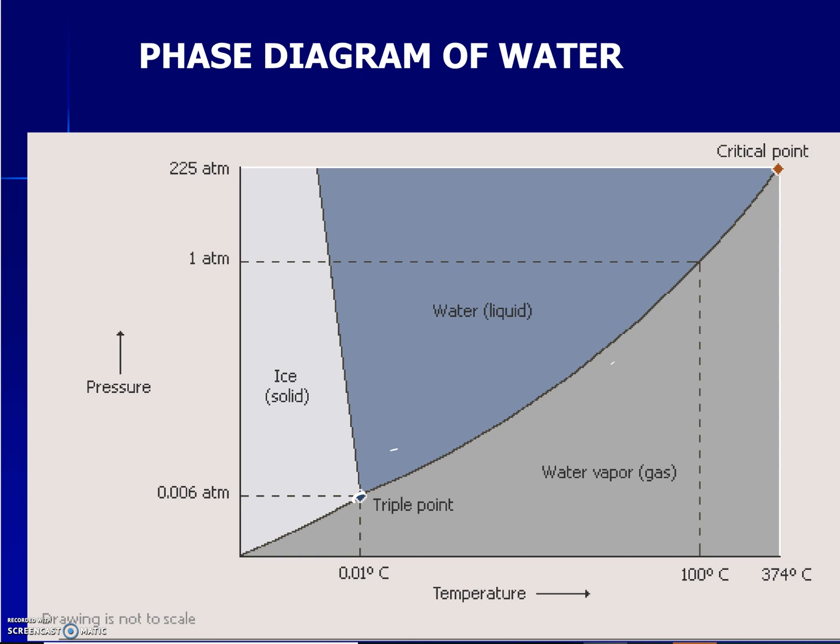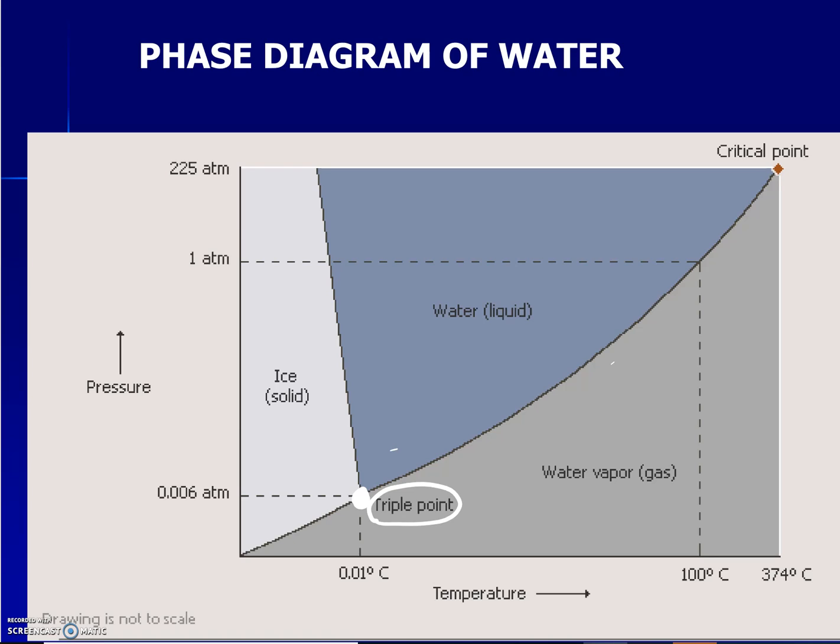The triple point is this point right here. So at 0.01 degrees Celsius and 0.006 atmospheres of pressure, you can get solid, liquid, and gas, so ice, water, and vapor, all existing at exactly the same time. So you'll see something boil, melt, and evaporate all at the same time.